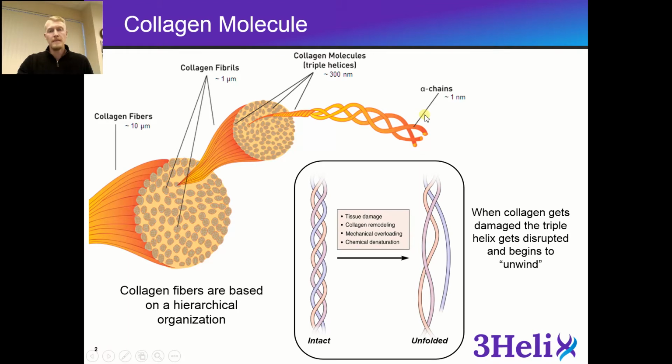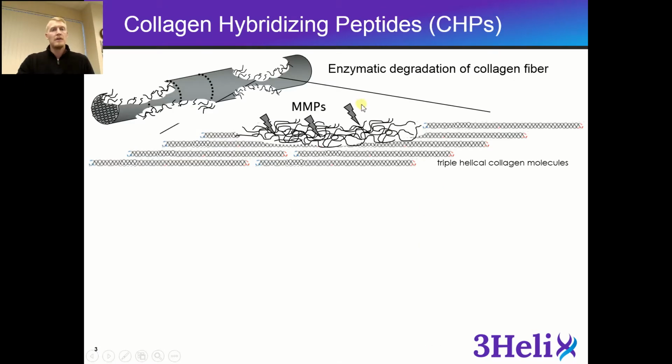twine. So in nature you have an intact collagen triple helix, but when it gets damaged, such as by mechanical overloading, the collagen triple helix begins to unwind and unfold. Now this is important because this is how our collagen hybridizing peptides are able to target regions of damaged collagen. So if you take this collagen fiber, it is getting damaged by MMPs in this example. However, you can think of it as mechanical damage as well, and basically you get these single-stranded collagen fibers that are exposed to the microenvironment.